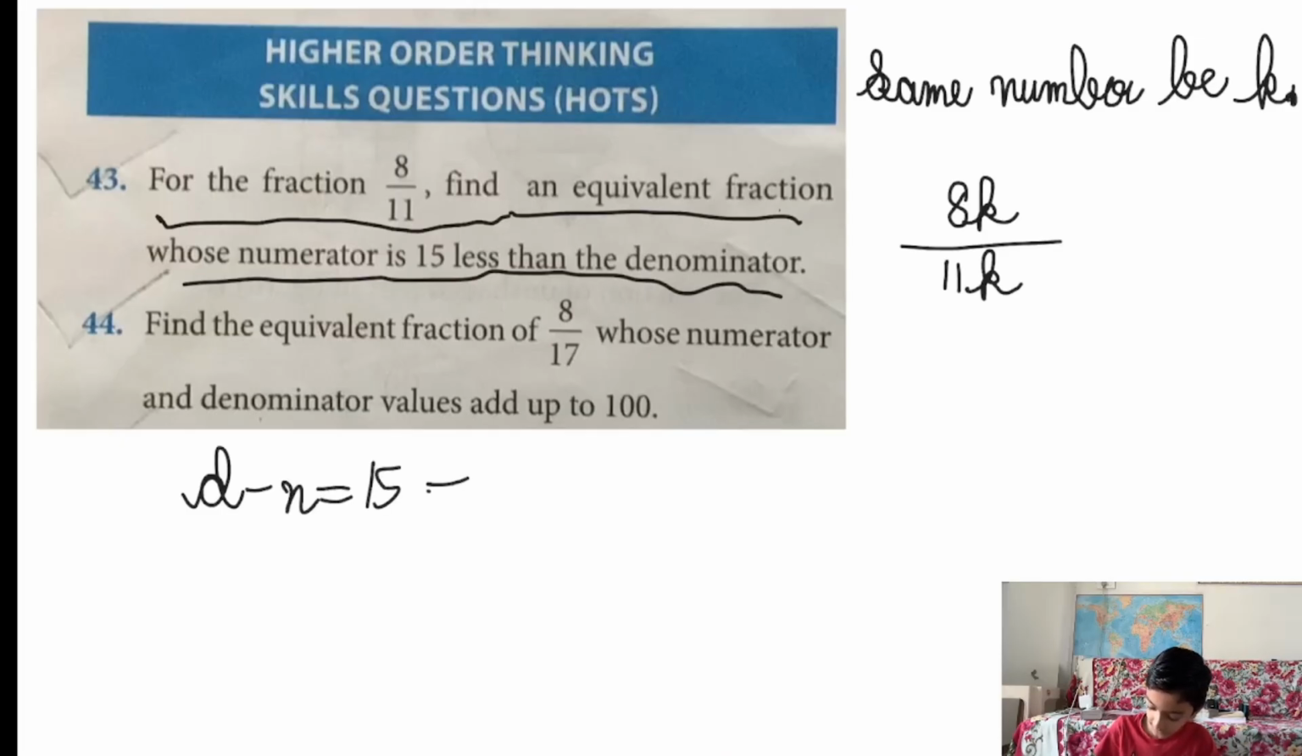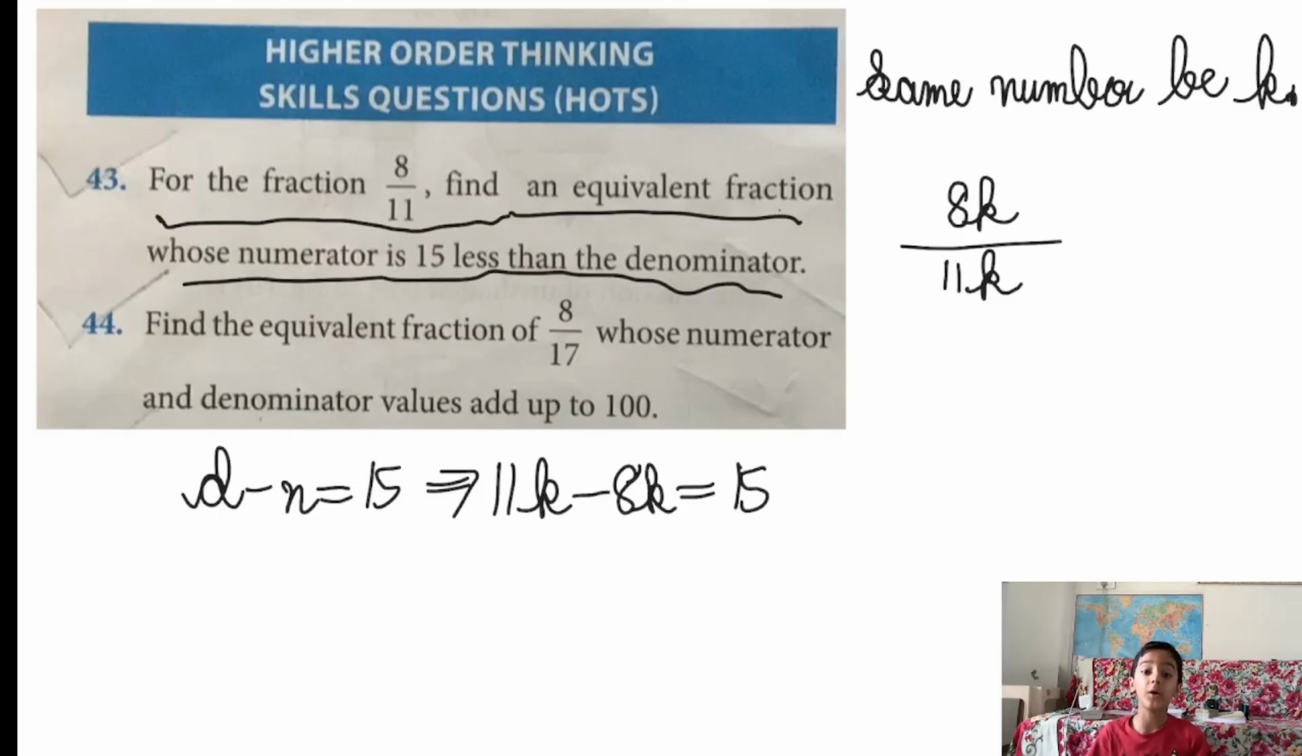So here denominator is 11k. 11k minus numerator, which is 8k, 8k is equal to 15. Here 11k minus 8k is equal to 3k. So here 3k is equal to 15.